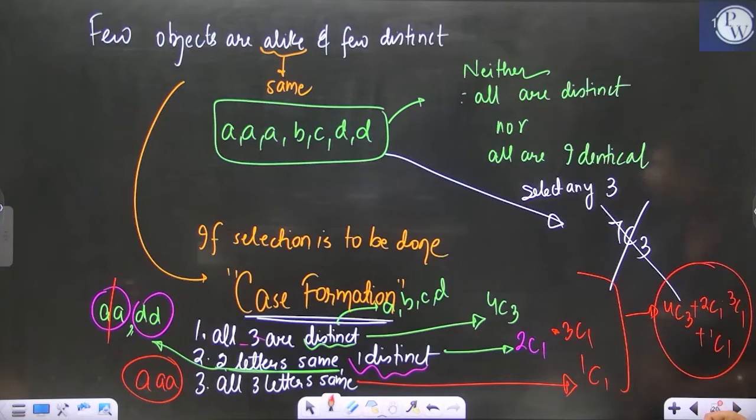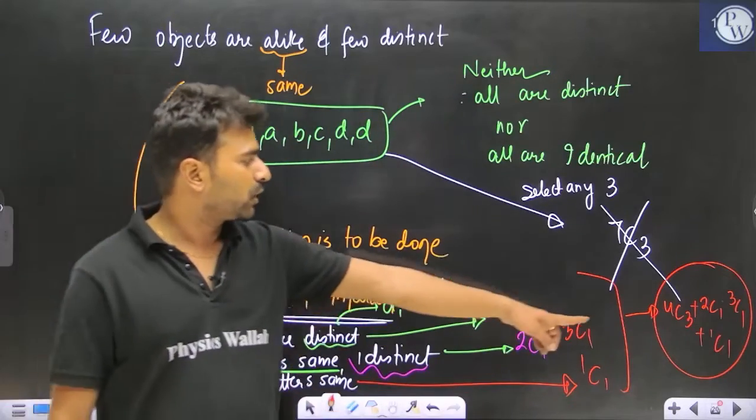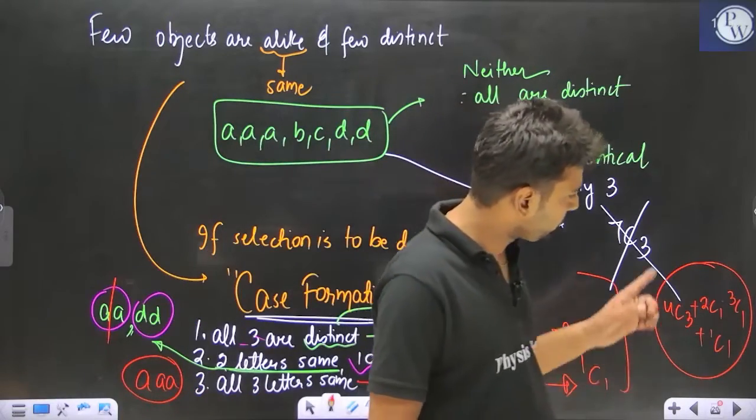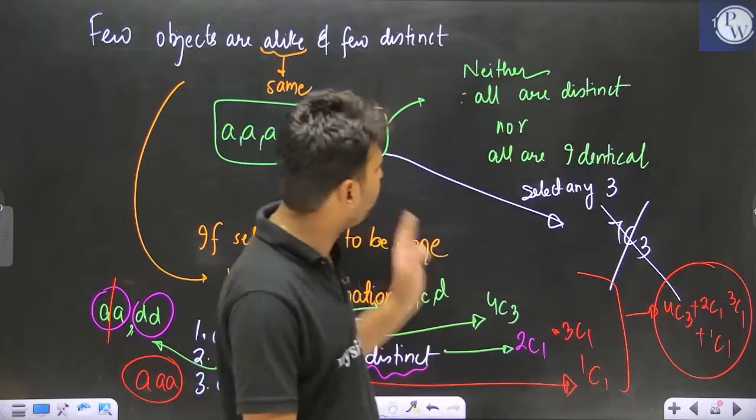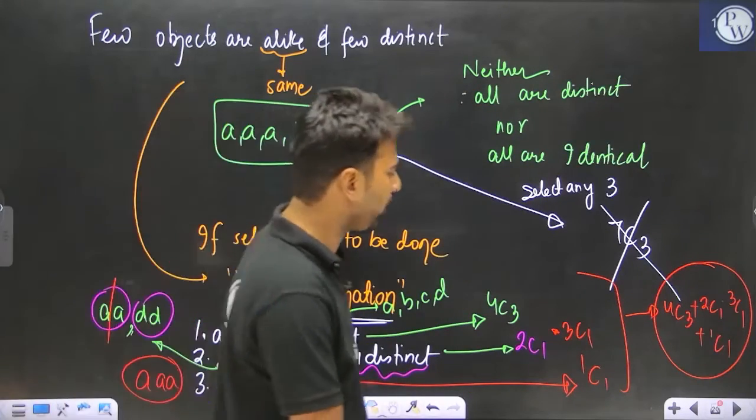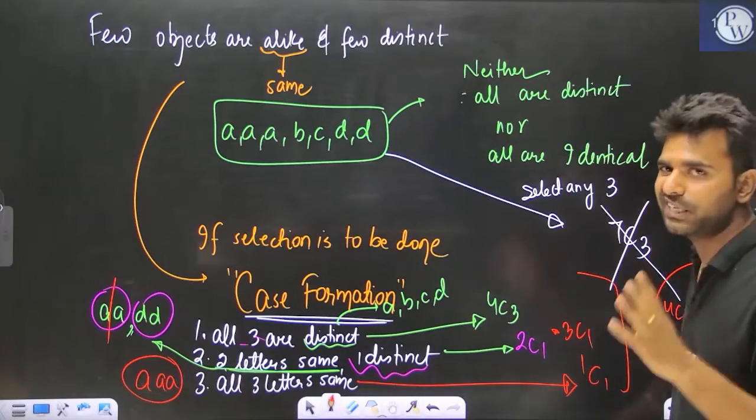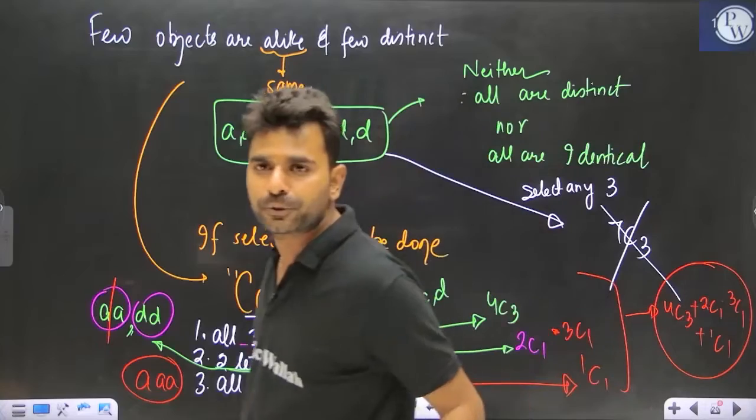So this is the total number of ways in which 3 objects can be selected out of those available. So in these kinds of cases, we apply case formation in order to select. I hope the things are clear to you guys.